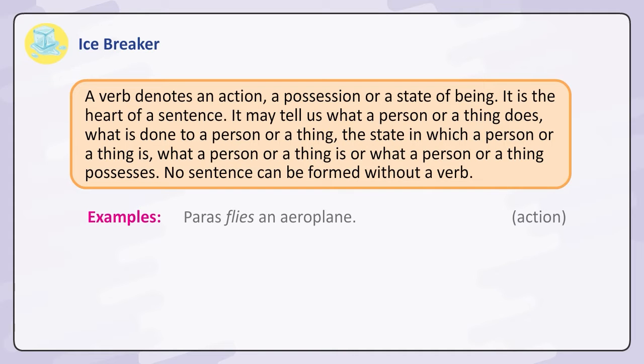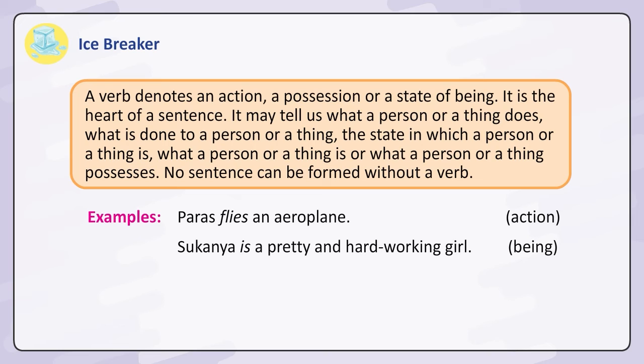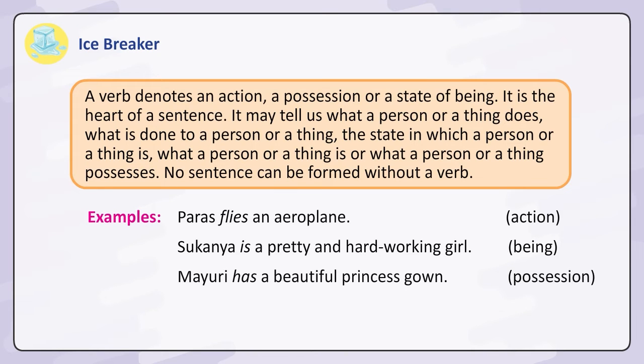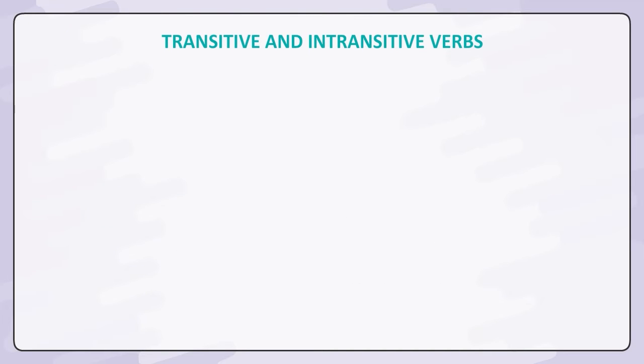Examples. Paras flies an aeroplane. Action. Sukanya is a pretty and hard-working girl. Being. Mayuri has a beautiful princess gown. Possession.